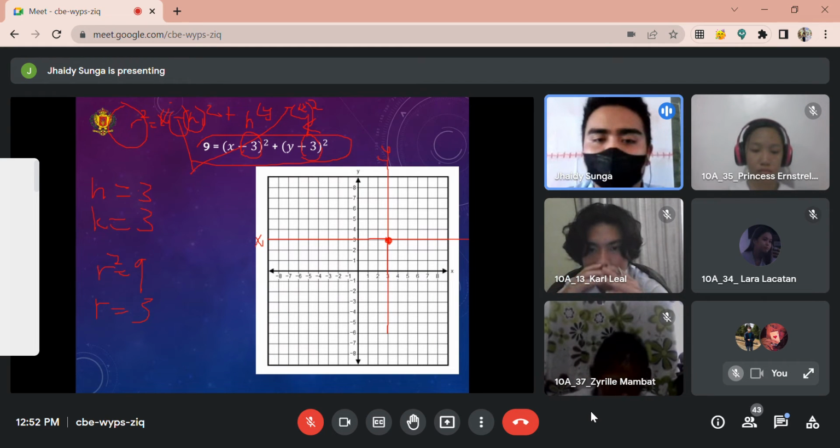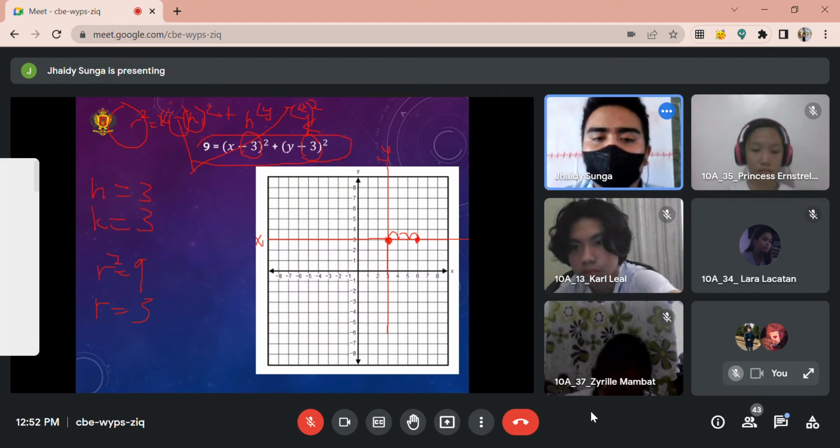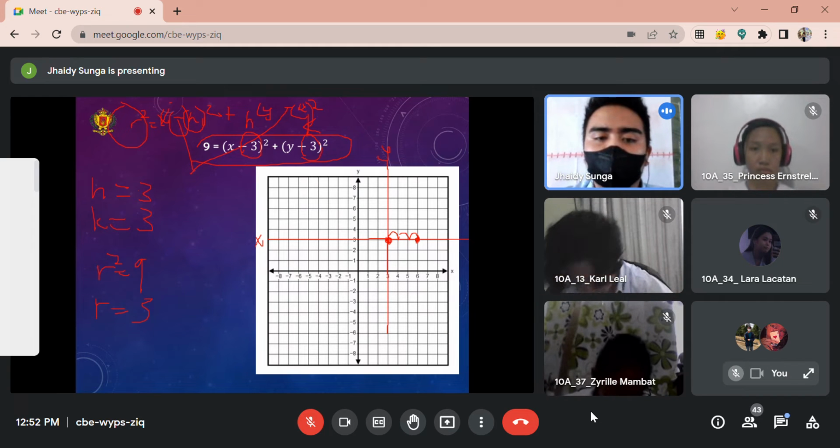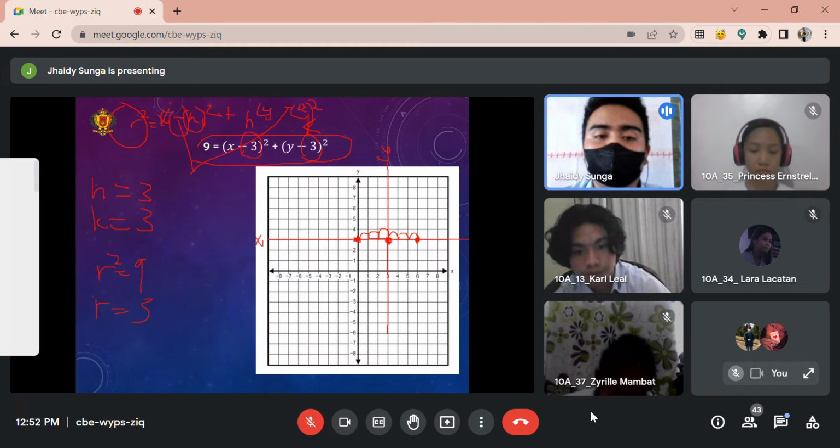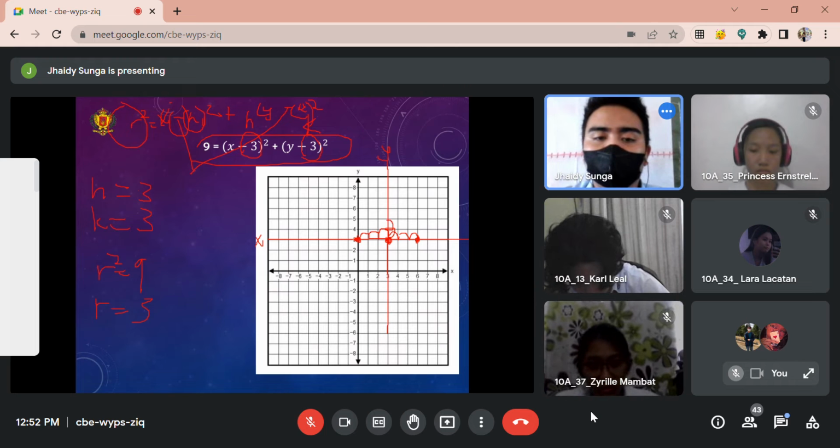Okay, starting from the origin, you count 3: 1, 2, 3. So this is your endpoint. Also on your other side, 1, 2, 3. This is your endpoint. Okay. And on your y-axis as well, you should count 3: 1, 2, 3. This is your endpoint.